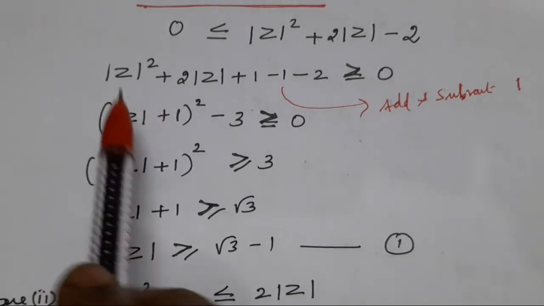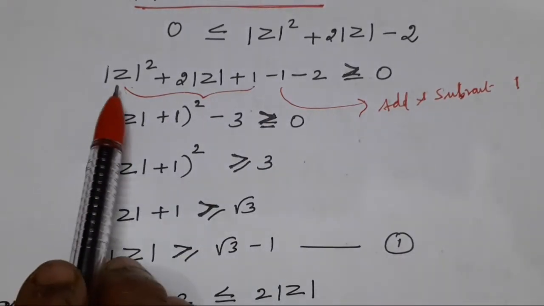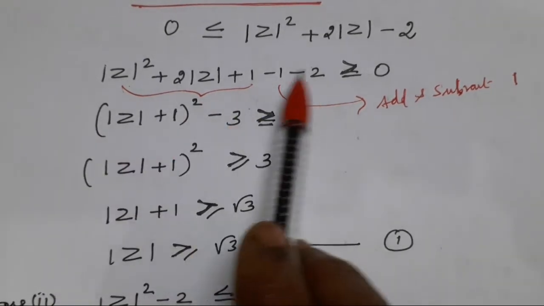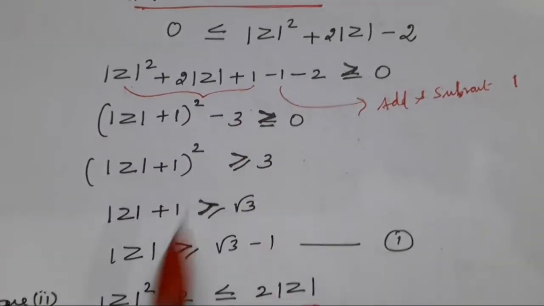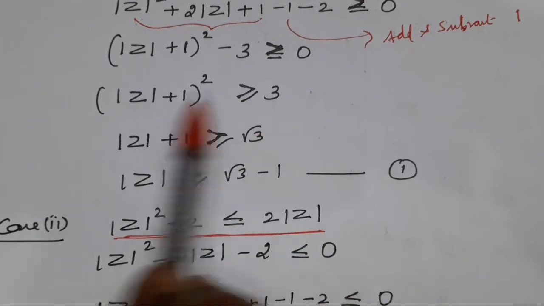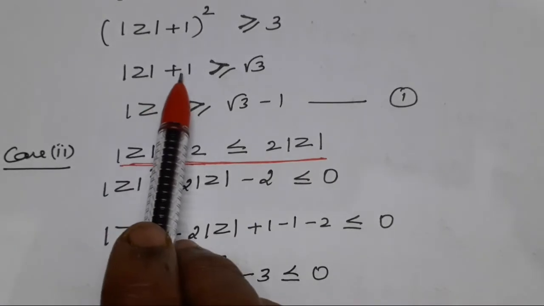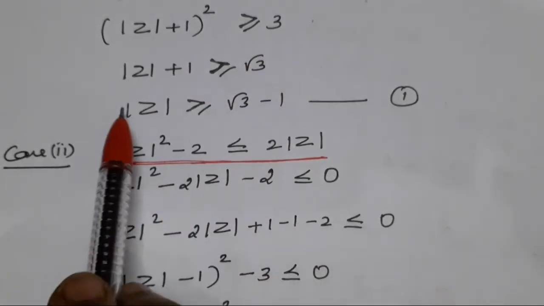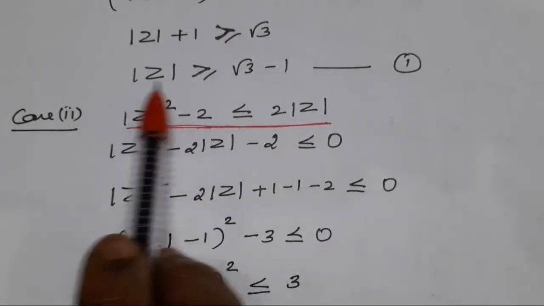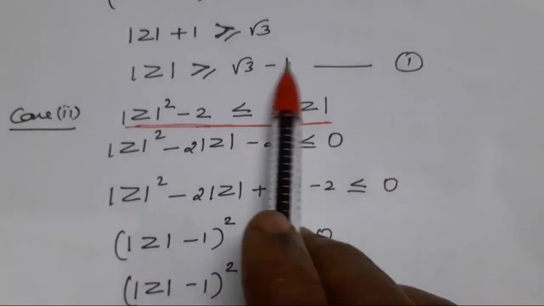Next, a square plus 2ab plus b square is the identity. So that is modulus of z plus 1 the whole square, minus 1 minus 2, which is minus 3, greater than or equal to 0. Next, the minus 3 becomes plus 3: modulus of z plus 1 the whole square is greater than or equal to 3. Again, modulus of z plus 1 is greater than or equal to root 3, or modulus of z is greater than or equal to root 3 minus 1. So for case 1, the first result is modulus of z greater than or equal to root 3 minus 1.